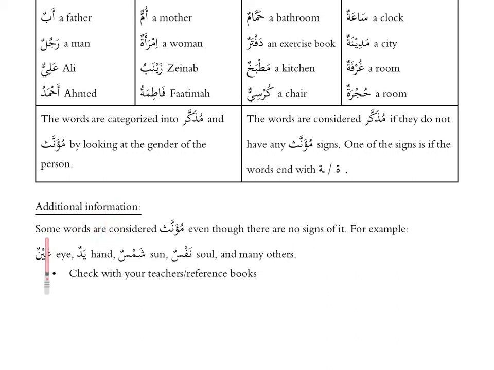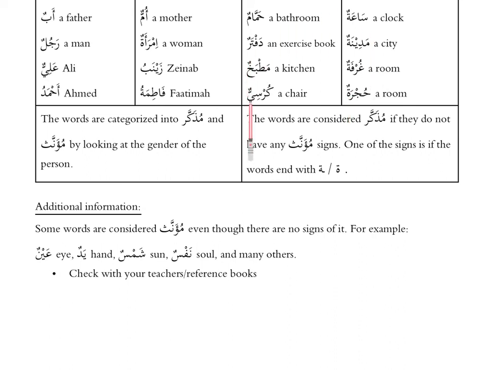Here I say that some words are considered mu'annas. That means that the Arabs use the words as mu'annas words, even though you don't see any mu'annas signs. For example, the word ainun. Ain is eye, the eye. If you look at the word ain, there is no mu'annas sign. There is no ta. It does not end with this ta.